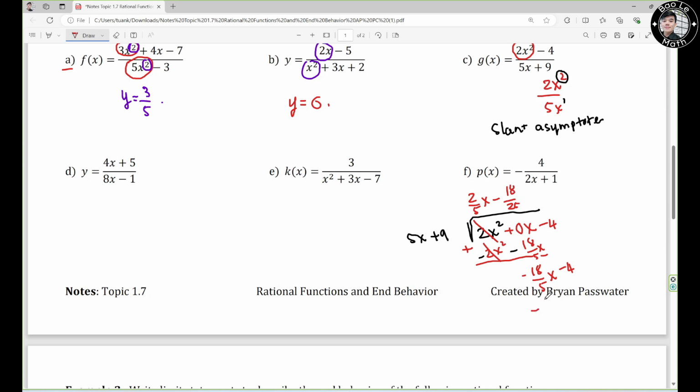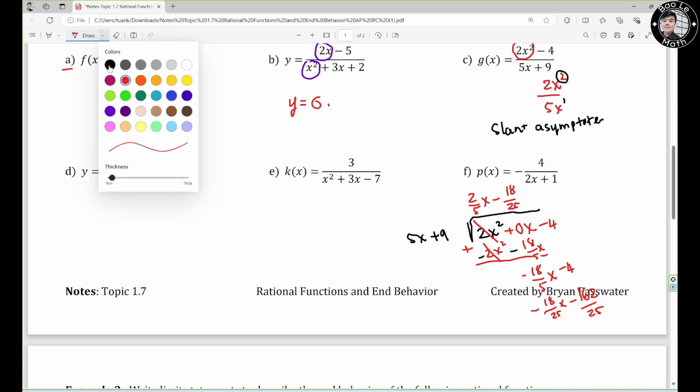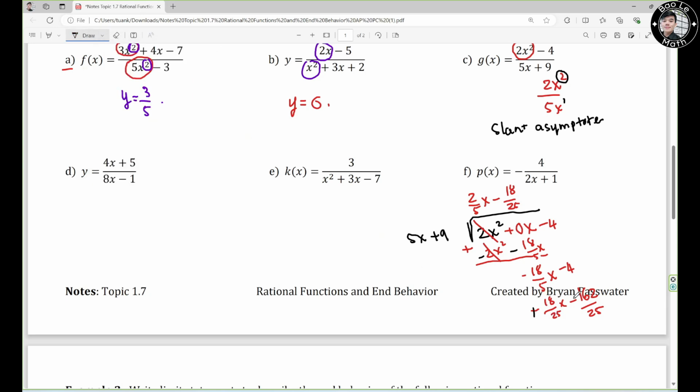Alright, we're going to multiply this back. So negative 18 over 25 times 9 is going to be negative 162 over 25. Now we need to change the sign of this one, and then we're going to add them up. So this guy cancels out, and this guy added to this guy turns out to be 62 over 25.